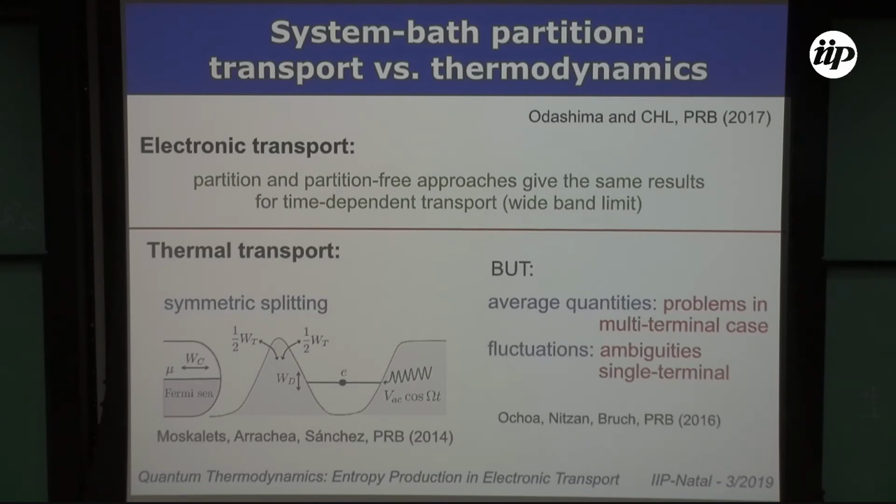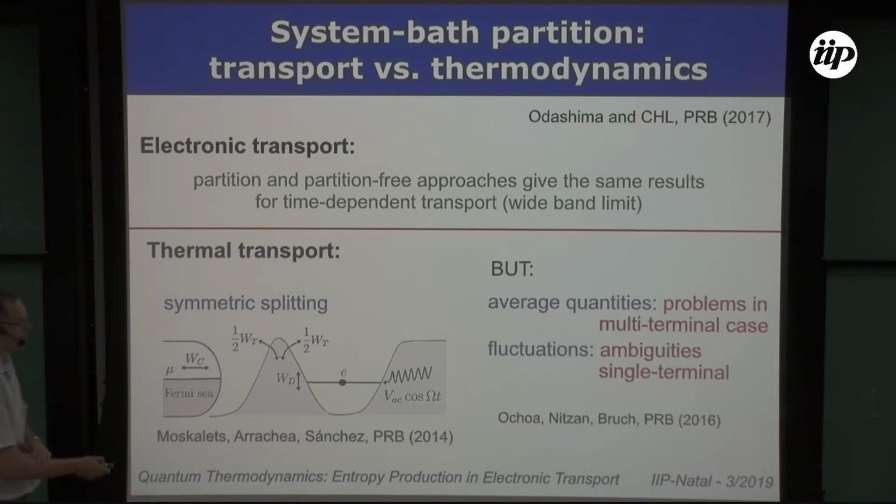So funny enough, in electronic transport, we have shown that all this issue of partition is irrelevant, basically because the electrons cannot get stuck in the coupling. But in thermal transport, other people have speculated the symmetric splitting. We're not the first. But if you look closely at that, if you put more terminals, more contacts, then there is a lot of ambiguity, and if you treat more than one terminal, then the trick doesn't work, and you cannot recover the correct expressions.